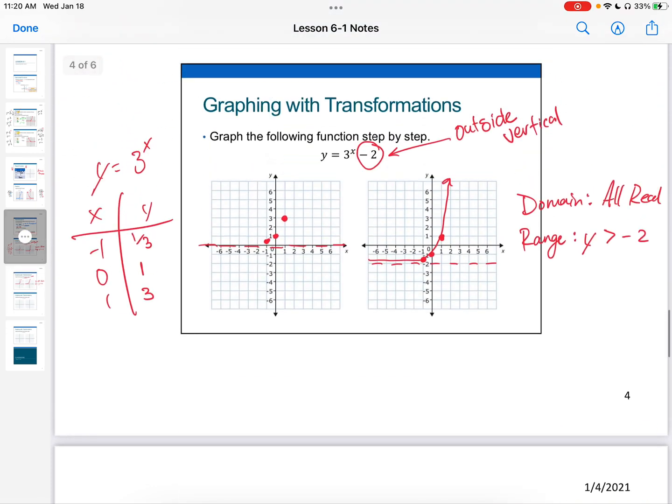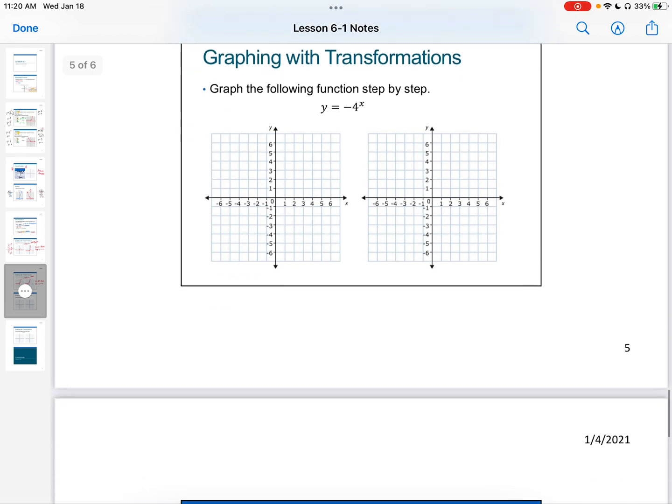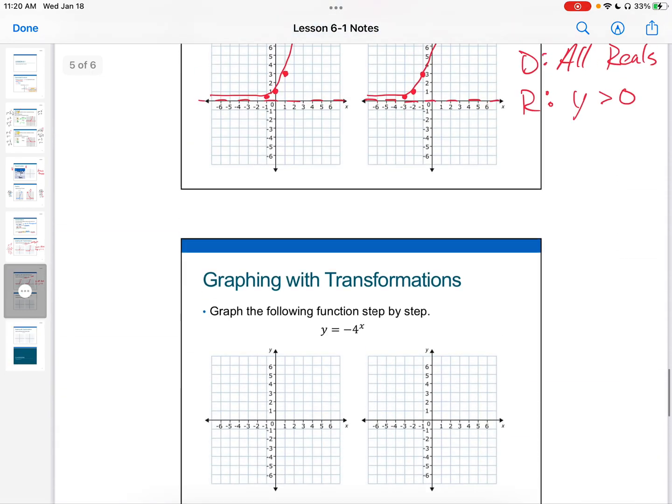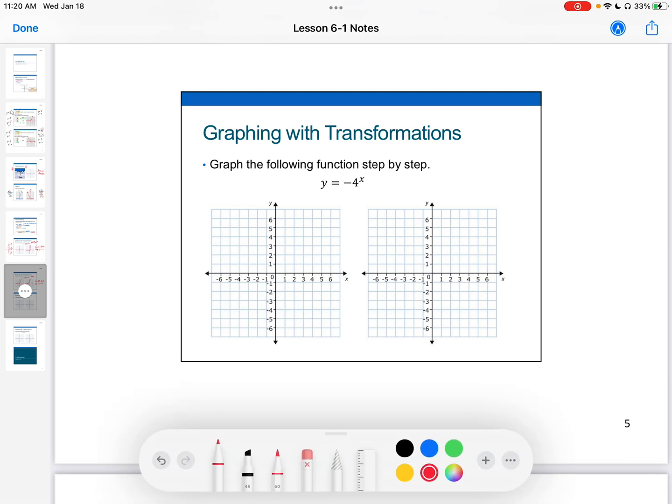Make sure that we can tell the difference on those. Refer back if you need to. The next thing that we have is dealing with our two negatives, and then we will be done. New parent function for this one. I've got y equals 4 to the x power for my parent. That negative is not a part of the parent function. That's just a shift. So I've got -1, 0, and 1. -1 is the reciprocal. What's the reciprocal of 4? 1/4. 0 always goes with 1. 1 goes with 4. Don't forget your horizontal asymptote.